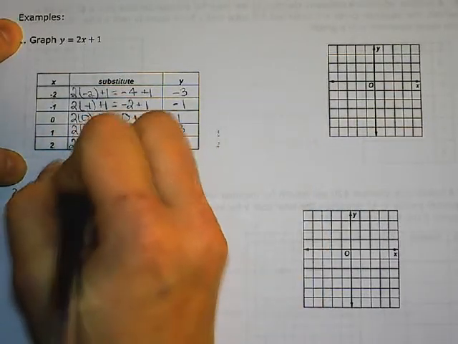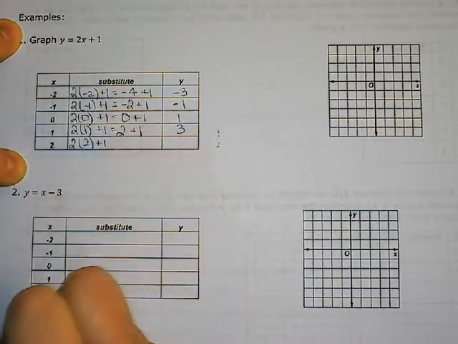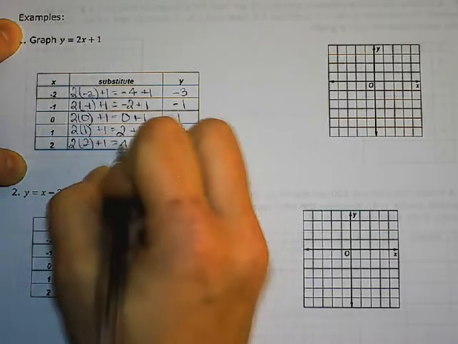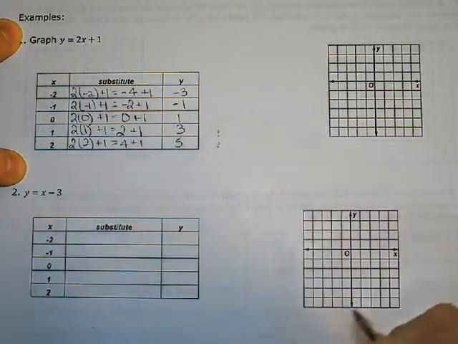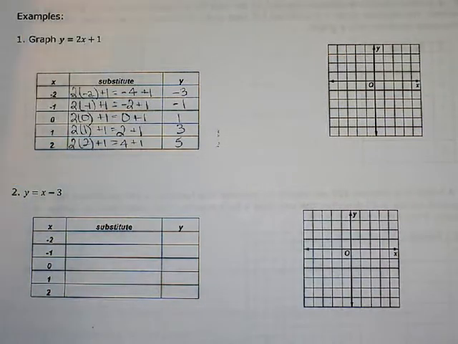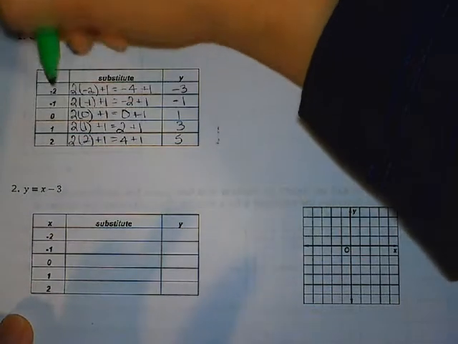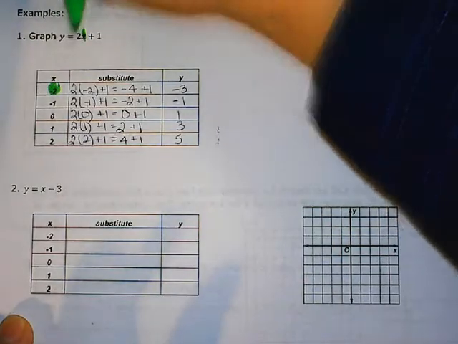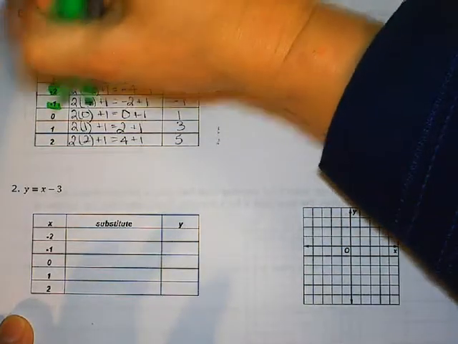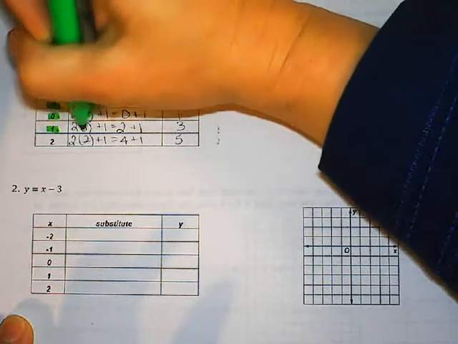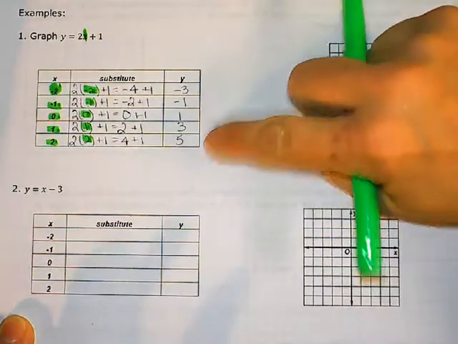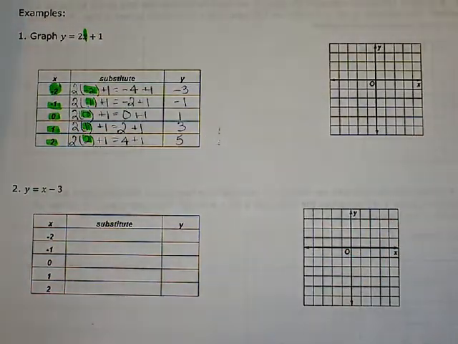The last one is 2 times 2 plus 1. 2 times 2 is 4. Plus 1 is 5. I want to go back through and make sure that you can see that the x has been substituted into the equation so that we can find our output y.